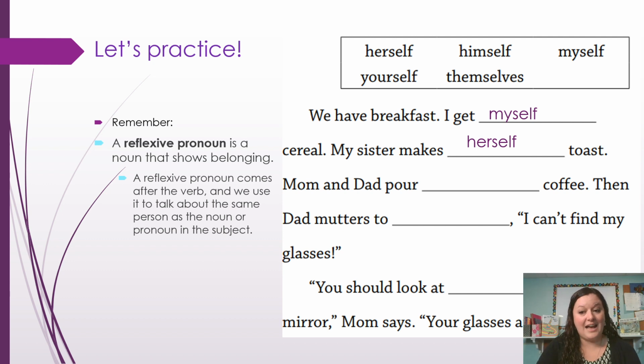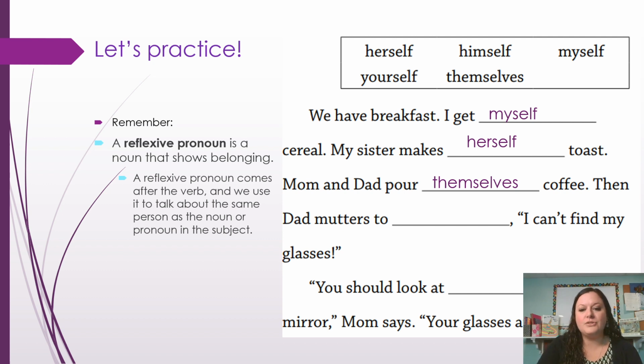Let's read the next sentence. Mom and Dad pour blank coffee. The subject is Mom and Dad. What word would we use to talk about Mom and Dad? Did you think themselves? Let's check. Mom and Dad pour themselves coffee. You've got it. Continue on with me.